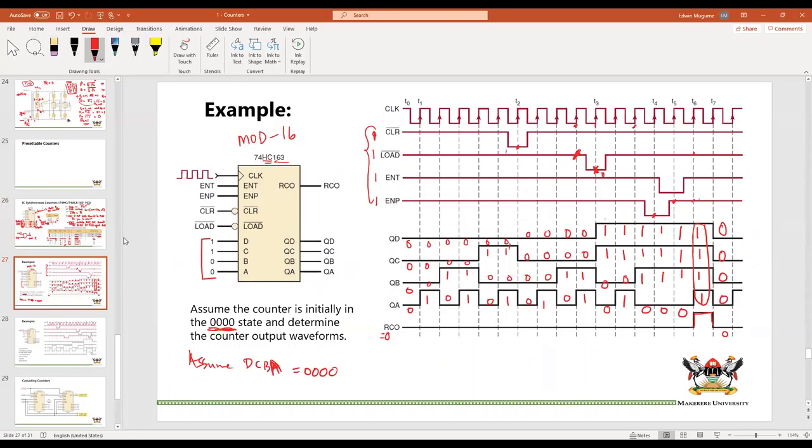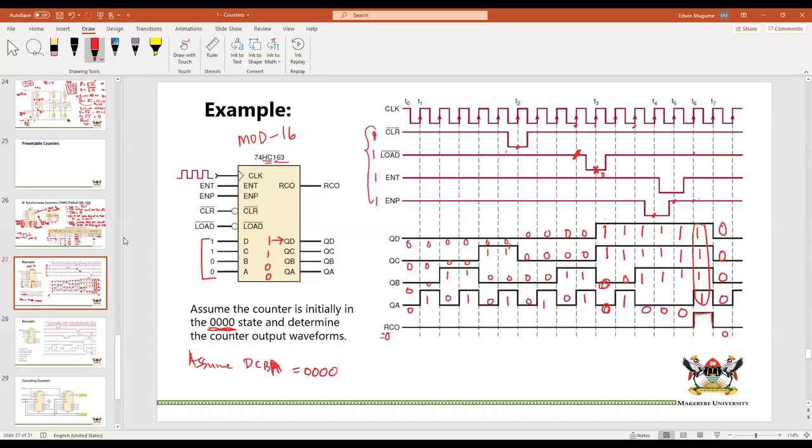When the load is in the low state, it means that once you give the clock, the inputs at your load inputs will be loaded into the counter. Basically, they will be shifted to the output. So if this is 1100, it means that our output states are now 1100, which is why instead of going to the next counting state for this clock pulse, I move to 1100. So really, you read what is at the input and just put it at the output. Remember that these waveforms are output waveforms, and the output represents the state of the counter.